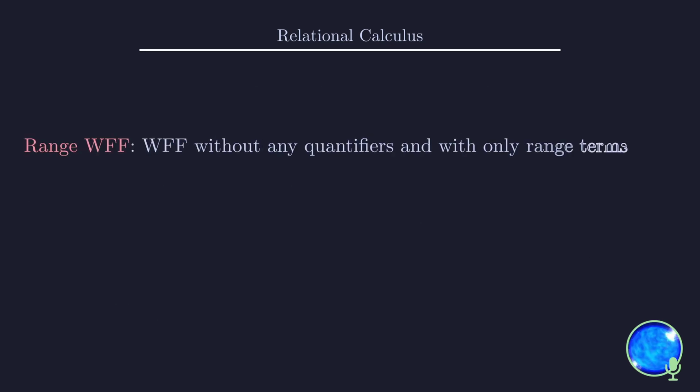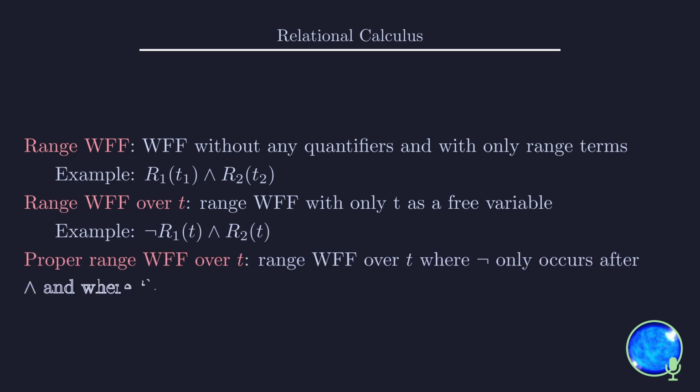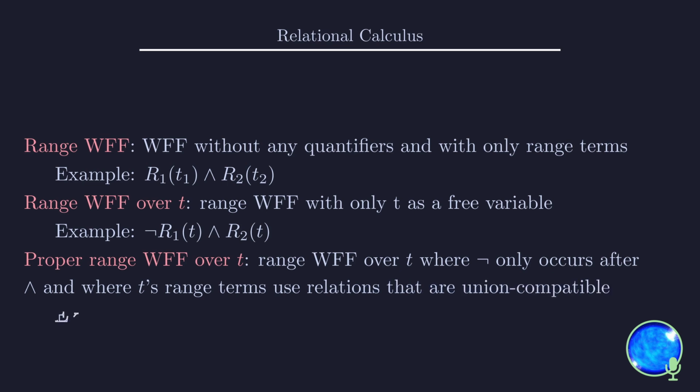Let's also define some special types of WFFs. A range WFF is a WFF containing only range terms and no quantifiers. A range WFF over T is a range WFF with only T as a free variable. A proper range WFF over T is a range WFF over T where the not operator always follows the and operator and where T's range terms all use relations that are union compatible with one another.